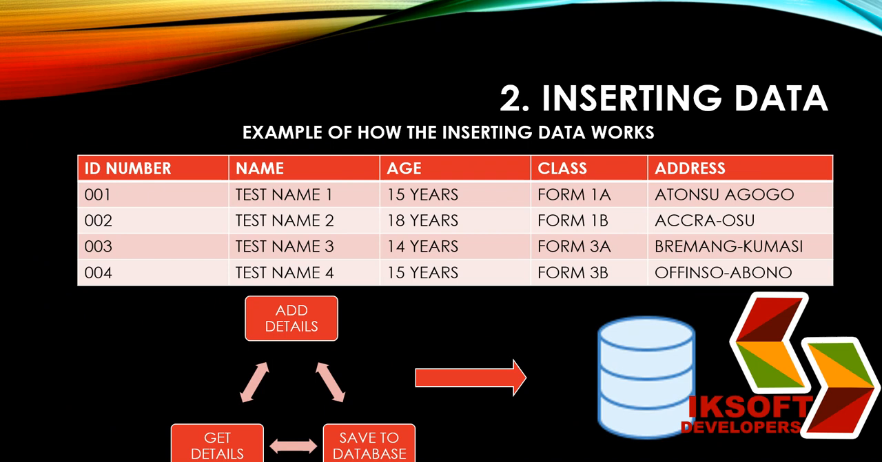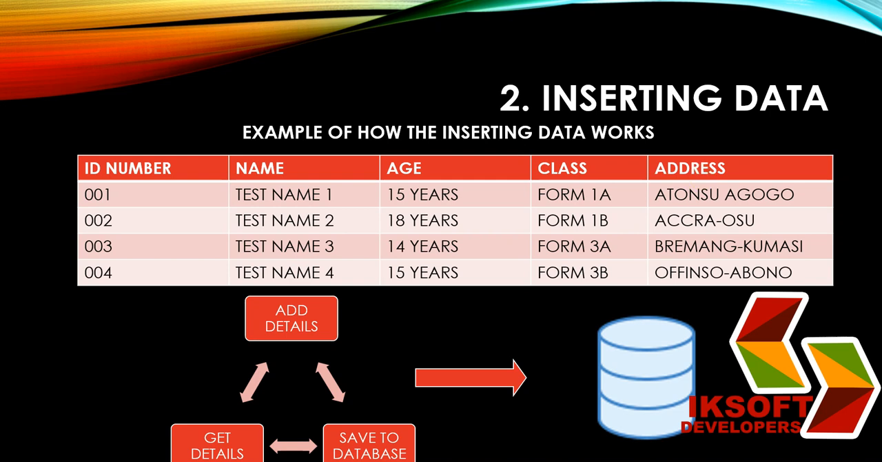Now we have the number. As you can see, the ID number is auto increment, so it will be increasing by 1 itself. And then we have the name. I have added test name 1, test name 2, and so on. As you can see the details here, we have the age, we have the class, and then we have the address.